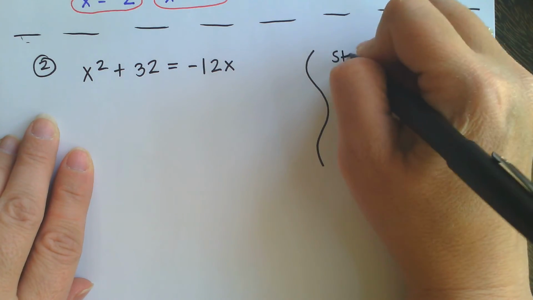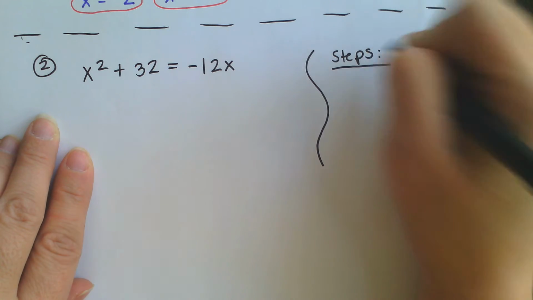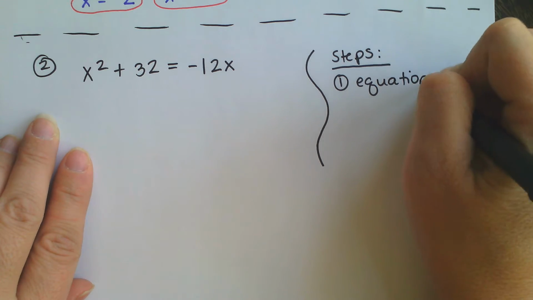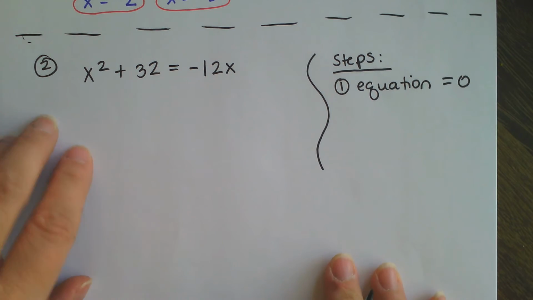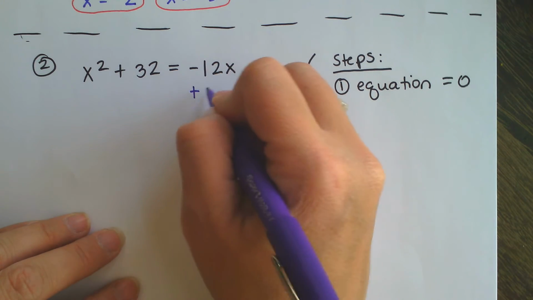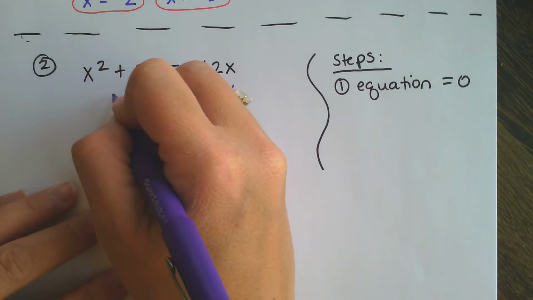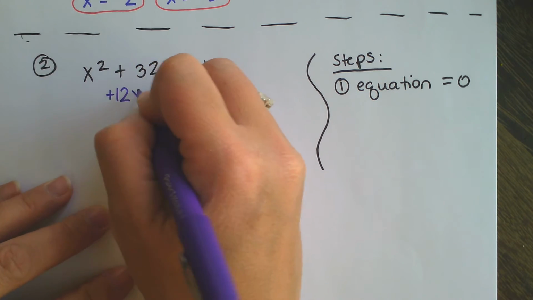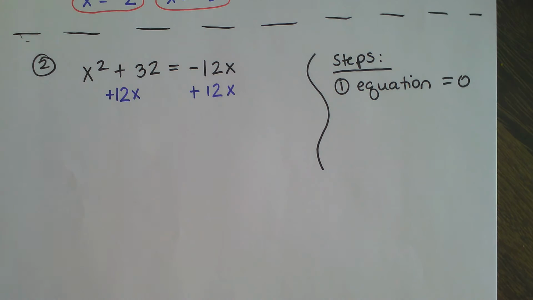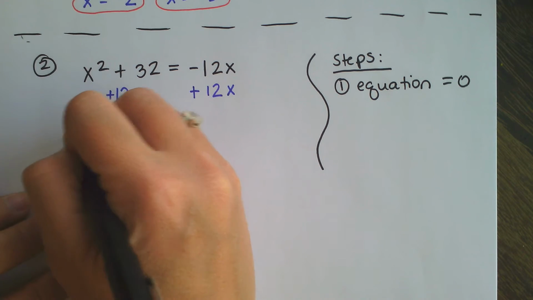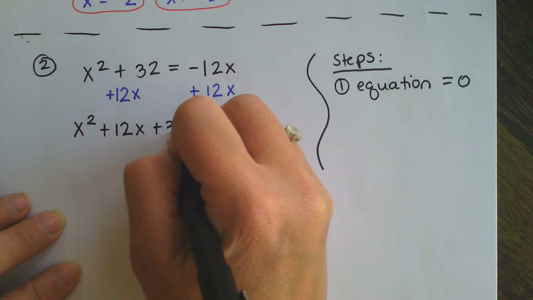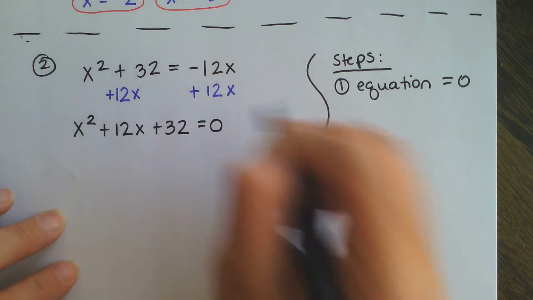So I'm going to shorthand those steps just so that we're repeating that. We're going to make sure that the equation is set equal to 0. So that means I want to move this 12x by adding it to the other side of the equation. And that 12x, the term with x in it, needs to go between x squared and the constant. We want to make sure that this is in standard form. So this becomes x squared plus 12x plus 32 equals 0.